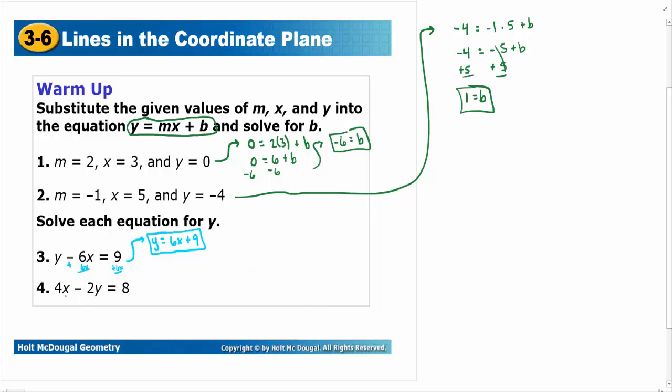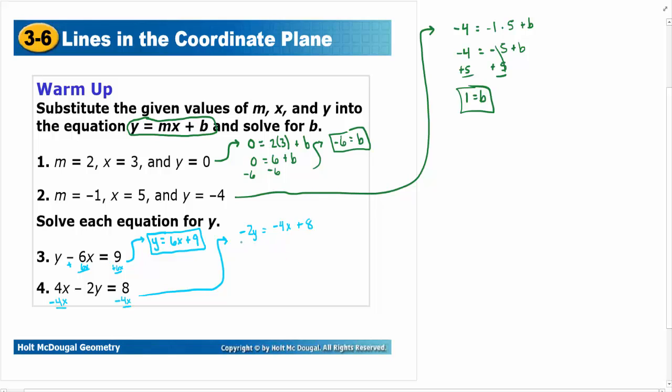Alright, number 4, we're going to do a couple steps here. To get y by itself, we need to move the 4x and then the minus 2. So to move the 4x, we're going to subtract 4x from both sides. As I said before, I'll do it over here, this would be negative 2y. Let's put the x in front. So negative 4x plus 8.